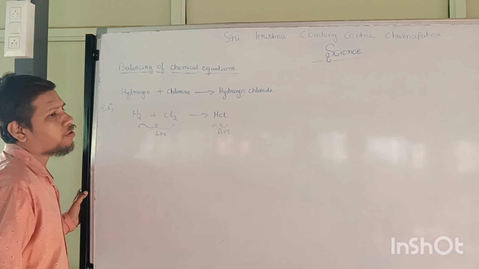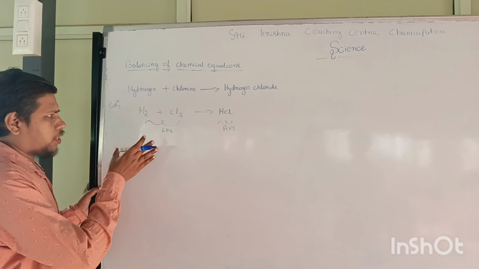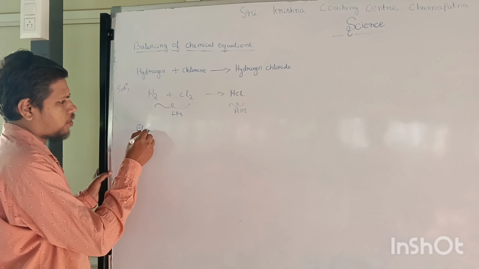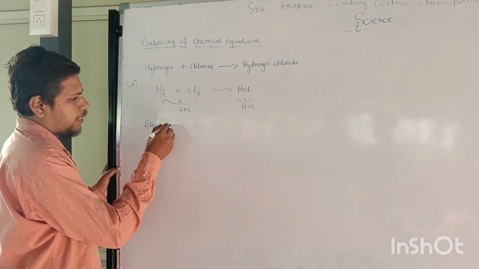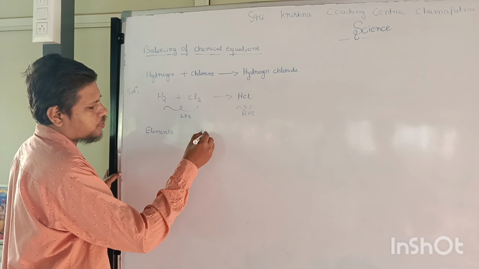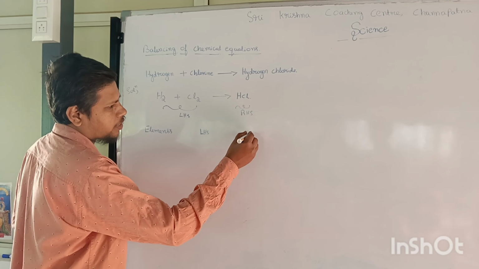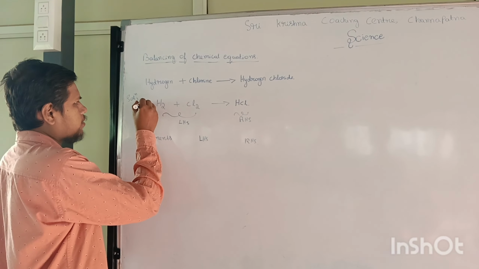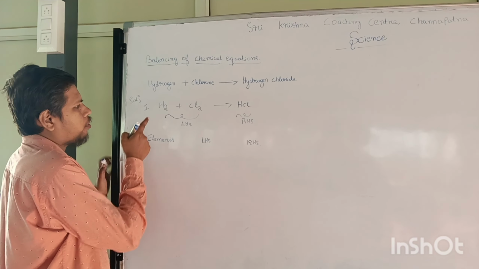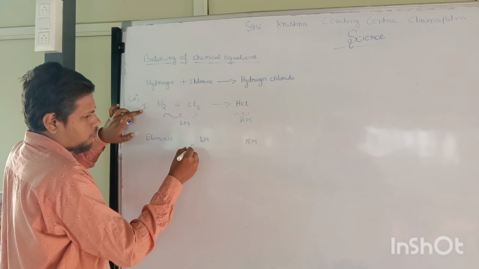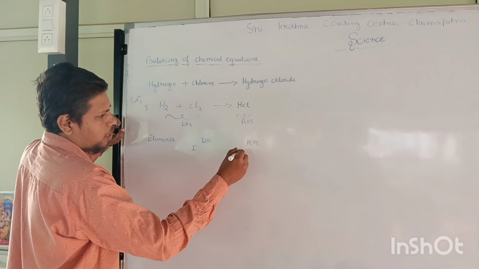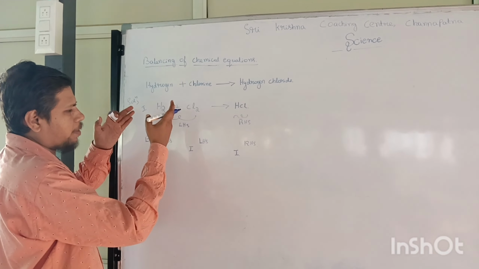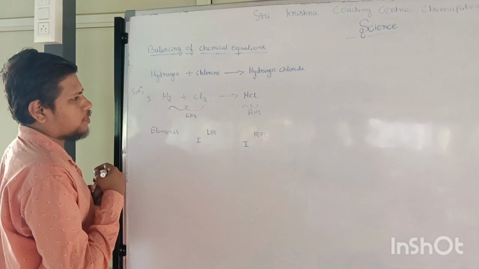Then immediately we have to write a table. In the first column I will write elements. Next are LHS and RHS, and I will also write that this is the first step. First step LHS and first step RHS. Identify the elements now. Now I am mentioning the elements which are present in this chemical reaction.